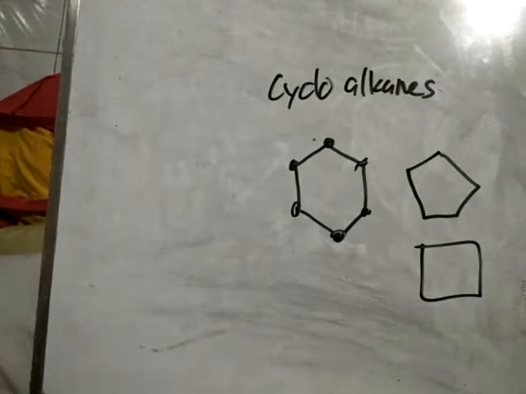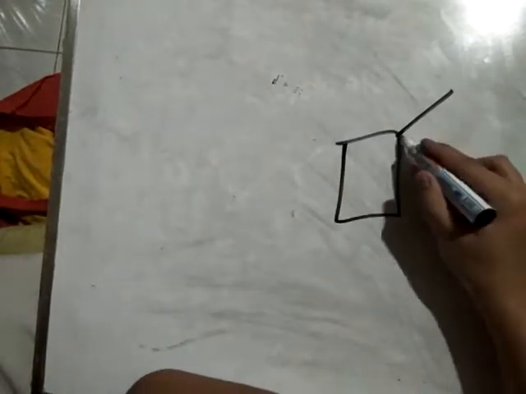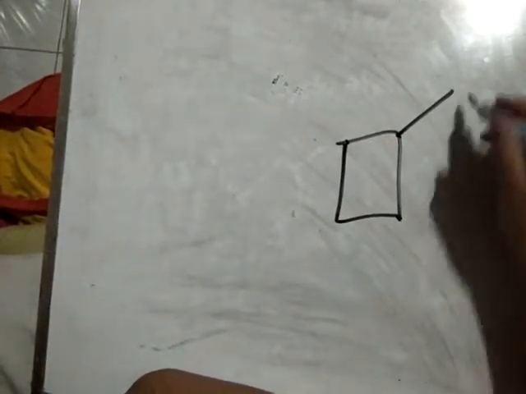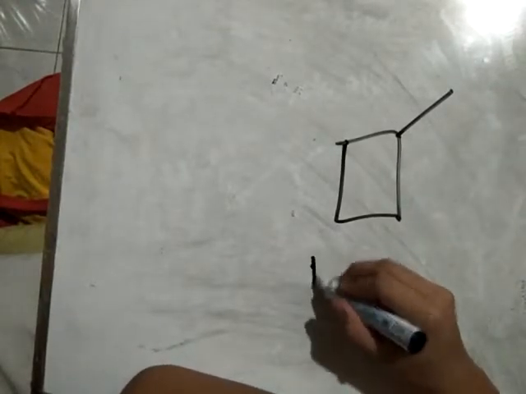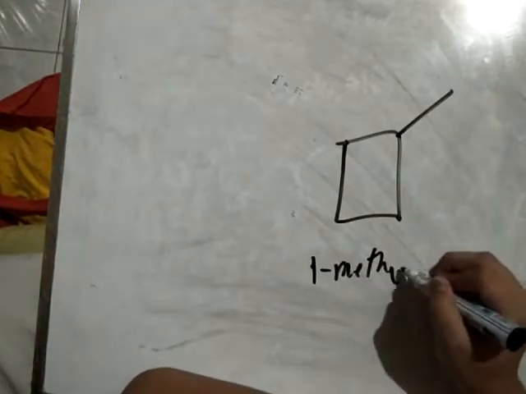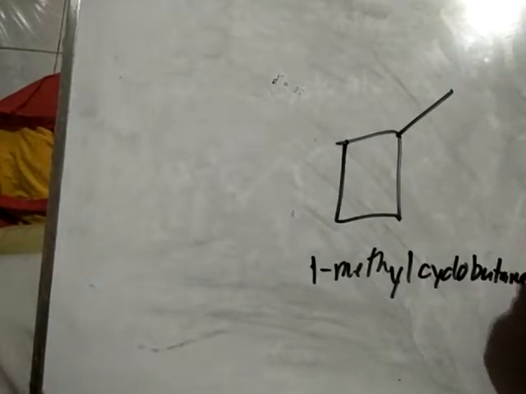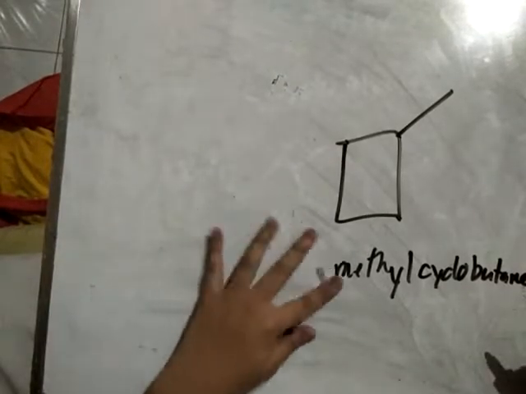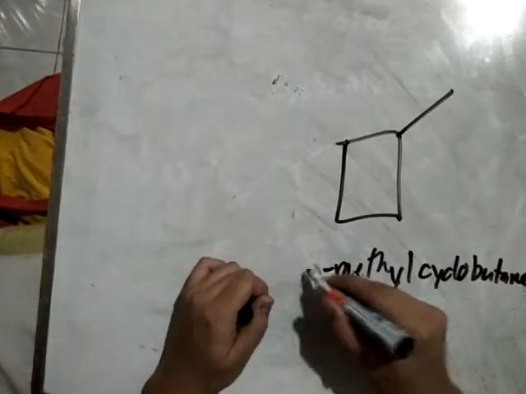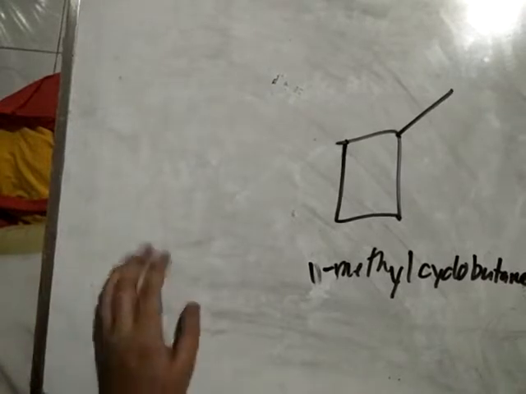Now, let's try naming cycloalkanes with substituents. Let's say we have this one. Simple compound. 1, 2, 3, 4. This is a methyl group. So this is 1-methyl cyclobutane. Now usually, for me, I drop the 1 since there's only one thing. But to standardize this, it is 1-methyl cyclobutane. But methyl cyclobutane works also.